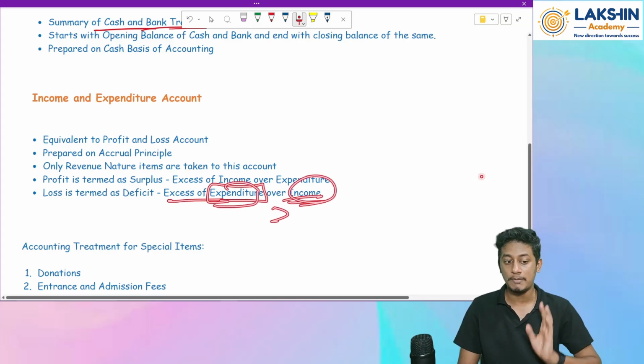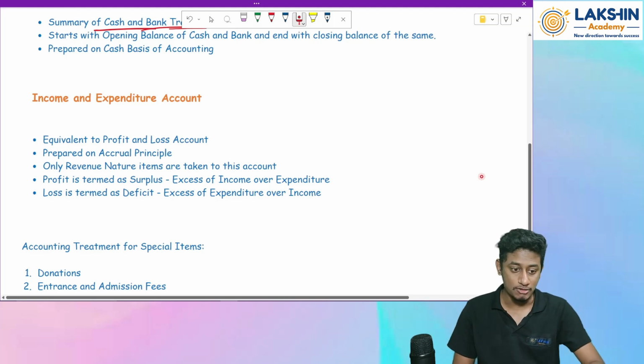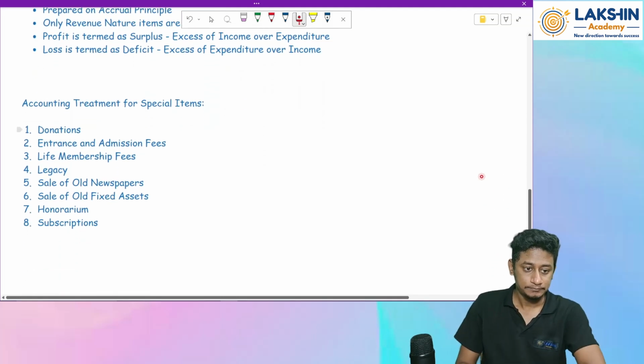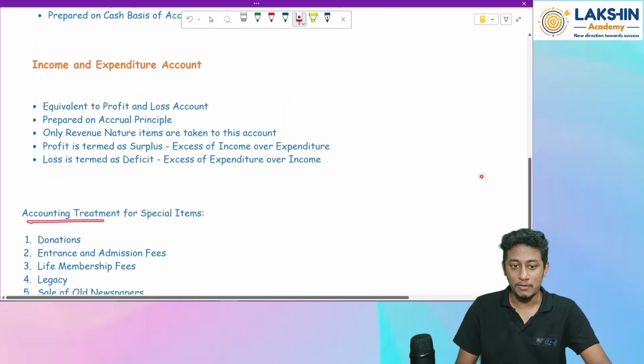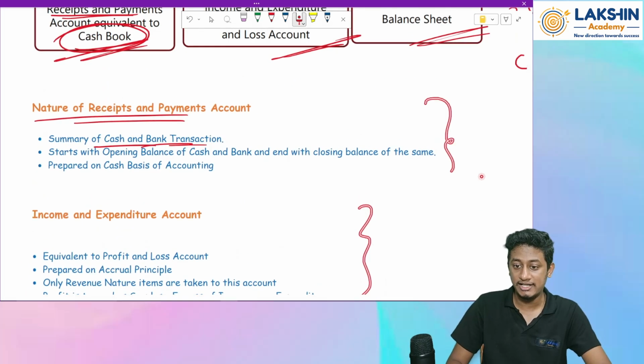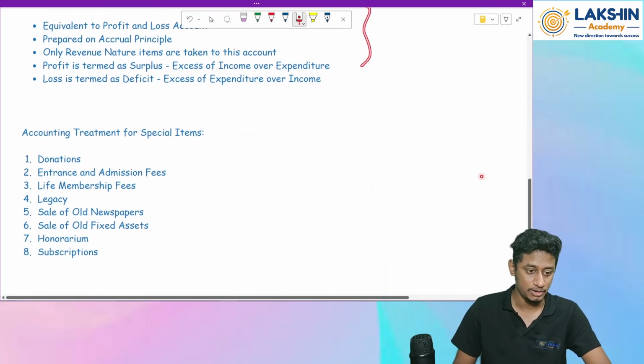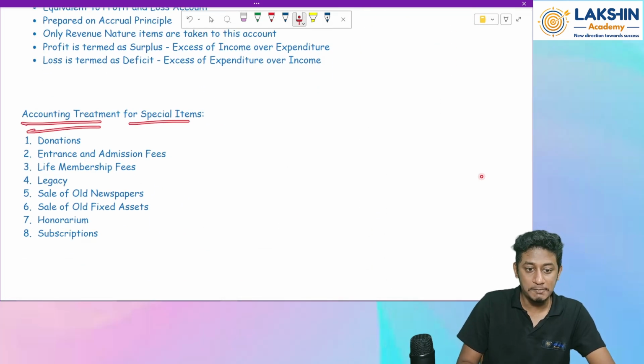Clear? This is how we prepare the income and expenditure account. After this, all these formats will be dealt with while dealing with the questions. Fine. Okay. Now, accounting treatment for special items.